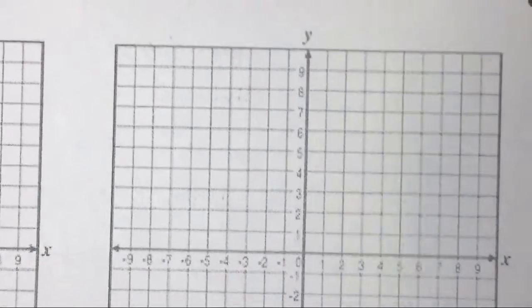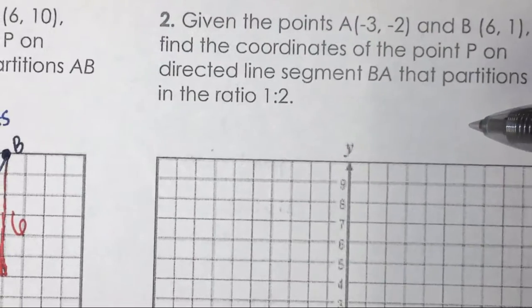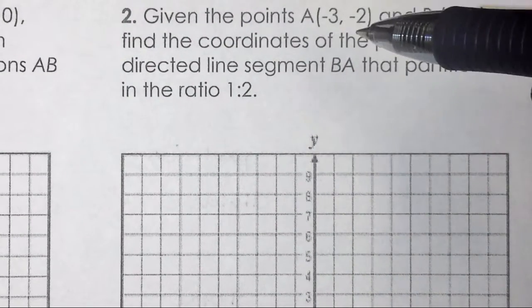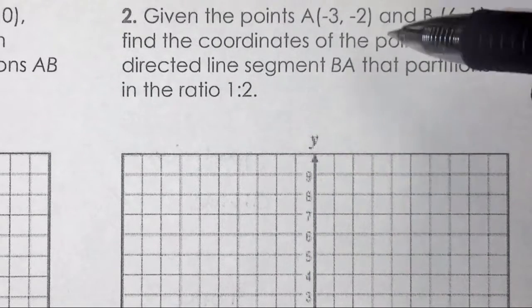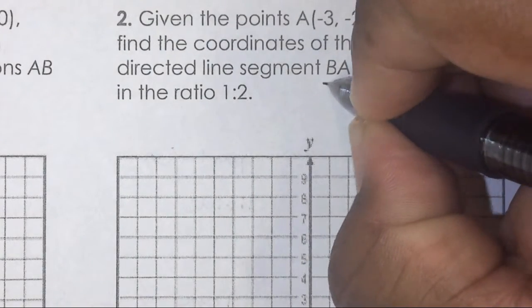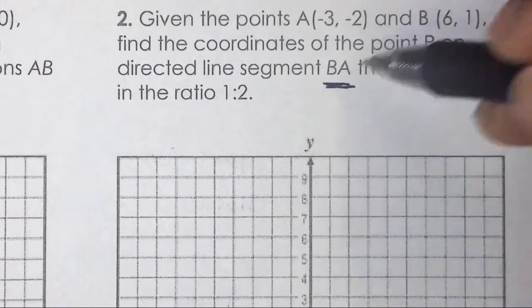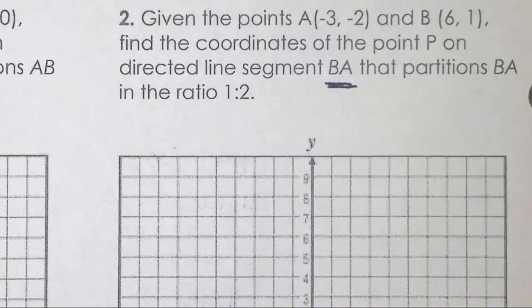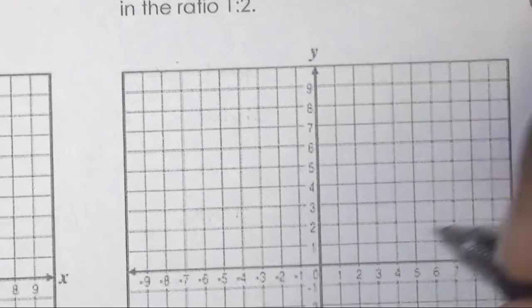Number 2, this is the only other one I'm going to show you, and I'm going to make you do 3 and 4, and I'm going to walk around and see what you get. Number 2: given points A at -3, -2, and B at 6, 1, find the coordinates of P on the directed line segment BA. I'm underlining this because if you see it, it says from B to A. That partitions BA in a ratio of 1 to 2.